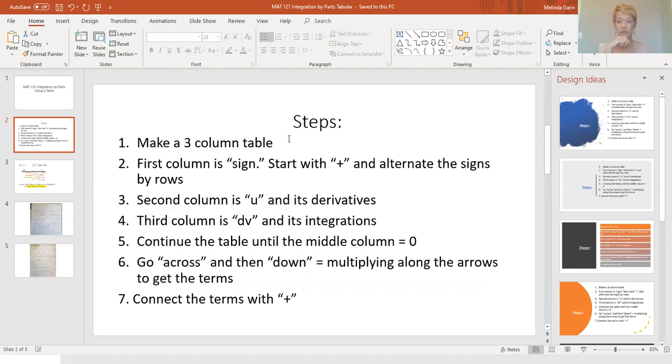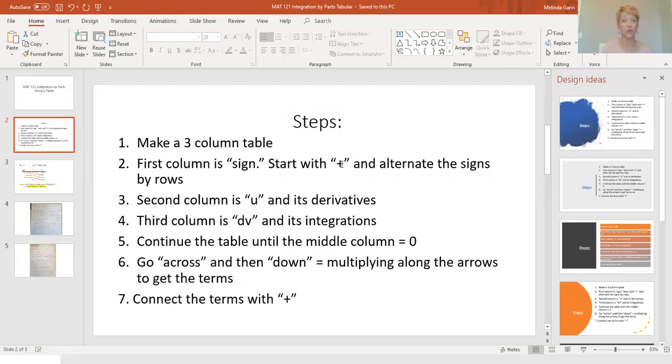Now remember, you take the derivative of your u, so that middle column, you're going to take the derivative of it. Your third column, that's dv, you're going to integrate that column. Your sign column always starts with a plus, and then you alternate, plus, minus, until you stop the table. Now, how do you know when to stop the table? You stop the table when the middle column is zero. So when that derivative eventually turns into zero, that's your last row. Complete that row, and then you're finished with the table.